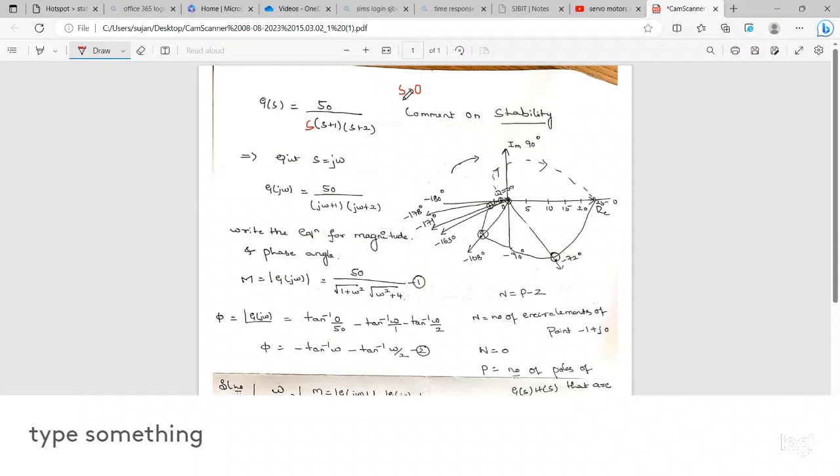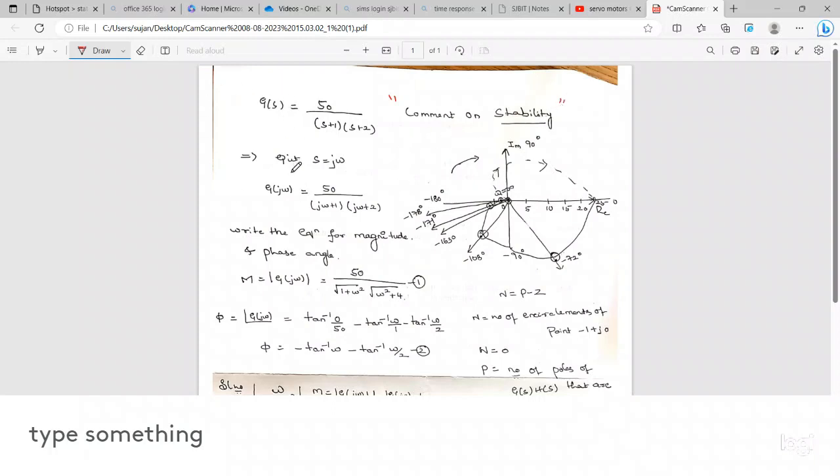For this example, we don't have s equal to 0. So this is the procedure you need to follow for this. Okay. So I will remove this. Next, you need to comment on stability. Okay. That is the question. Solve the problem, Nyquist plot, and comment on stability.